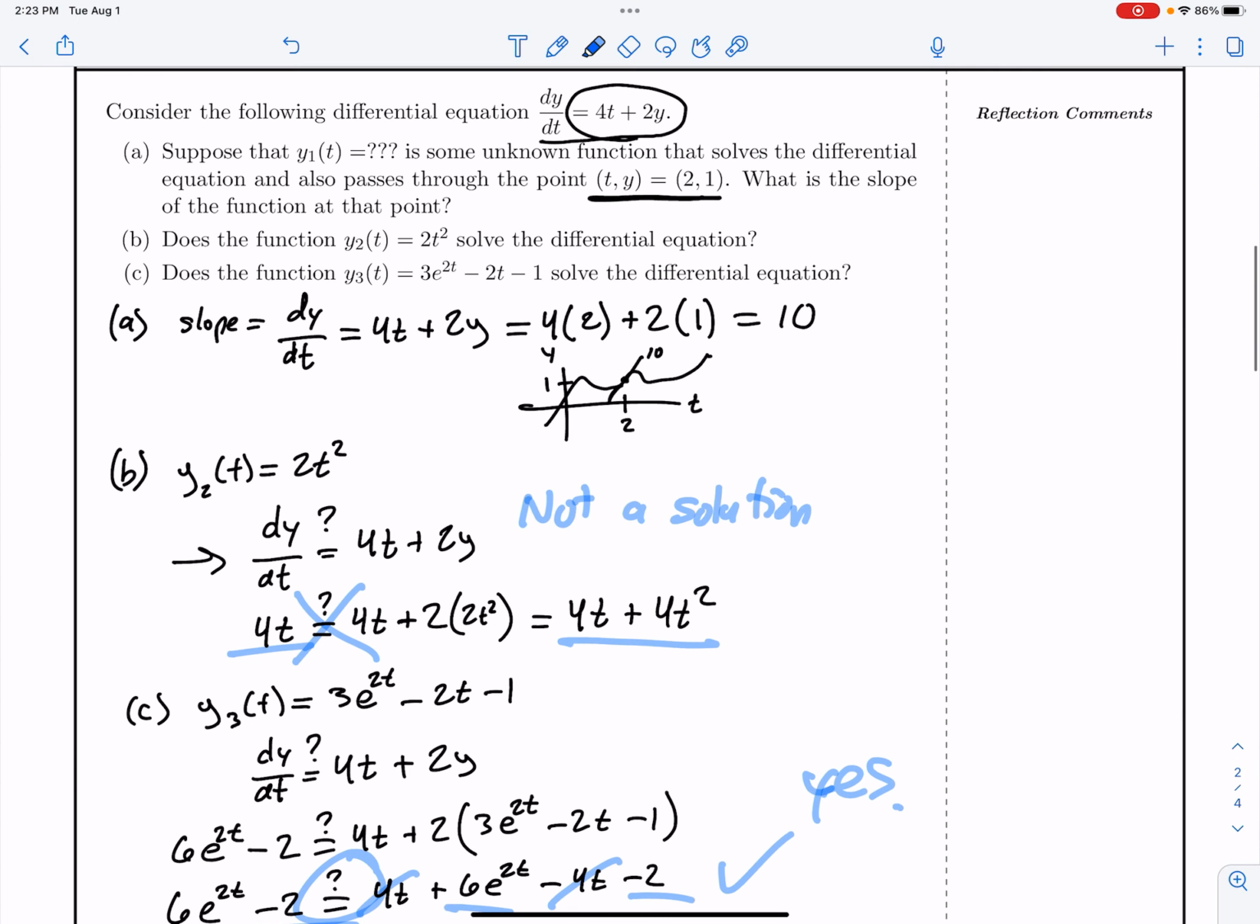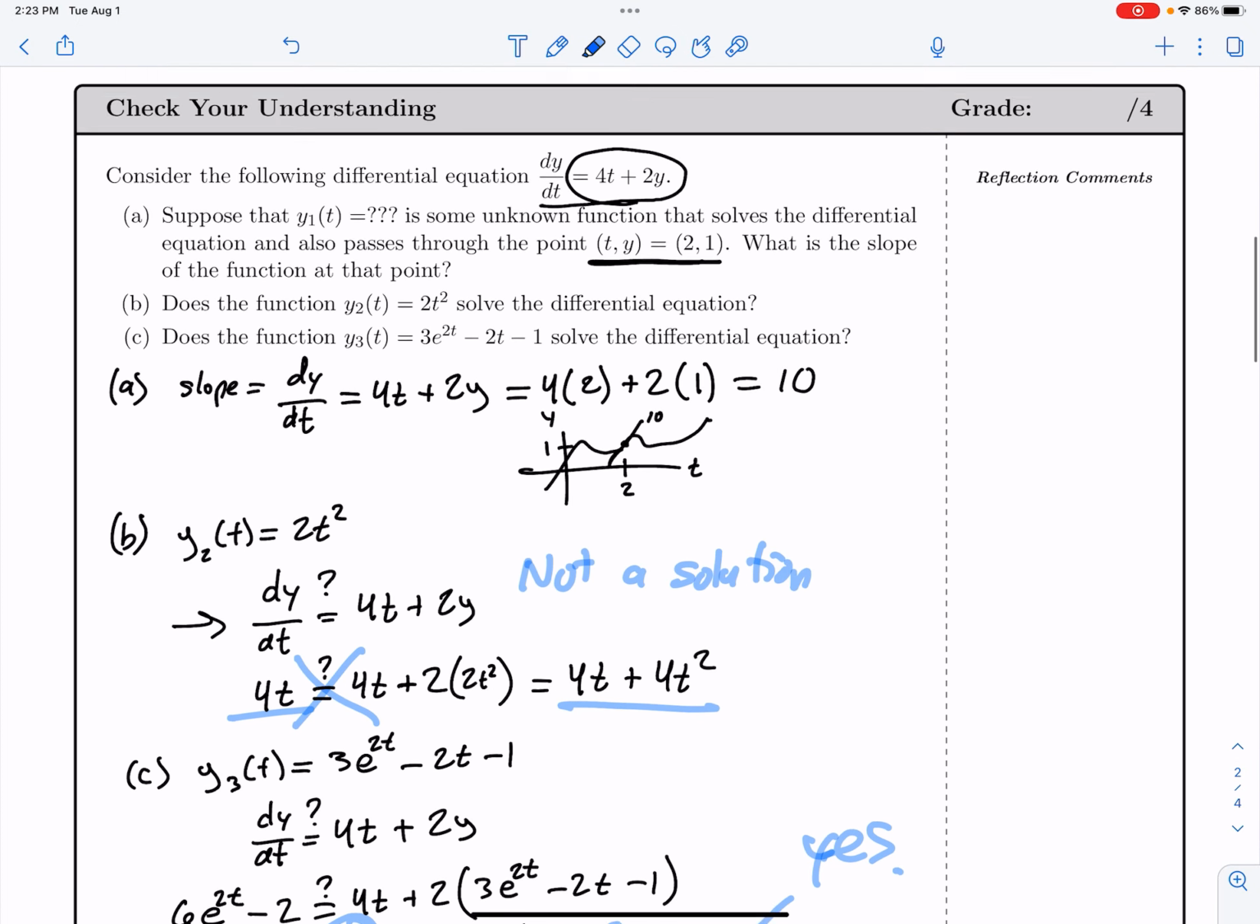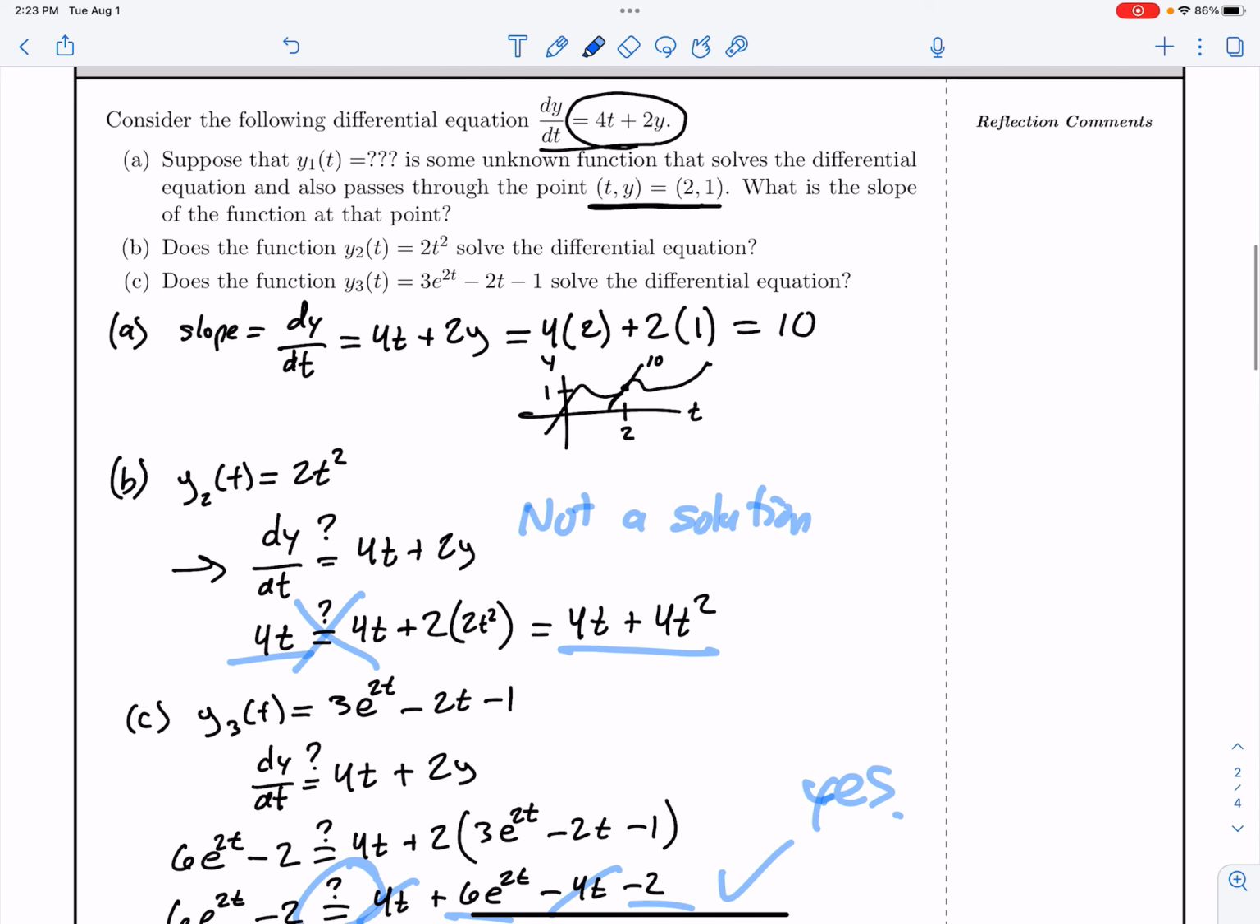So that is how you solve that check your understanding problem.